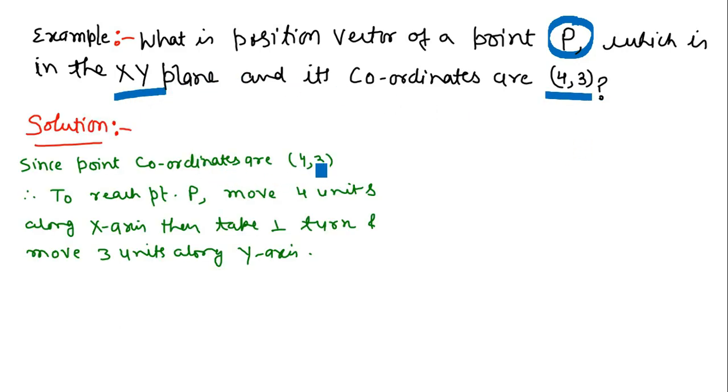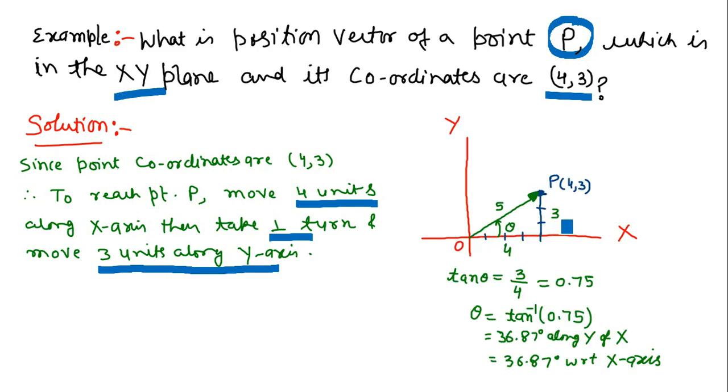Since the coordinates of the point are 4 and 3, if we start from the origin and want to reach the point P in the xy plane, we have to move 4 units along the x-axis, then we have to turn toward the y-axis, and then move 3 units along the y-axis. In this way, we will reach the point P from the origin by traveling only along the x-axis and y-axis.